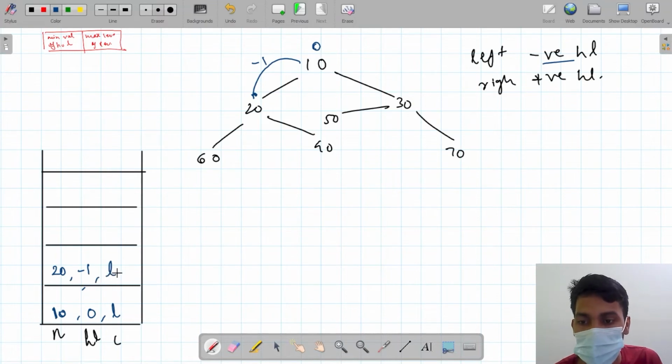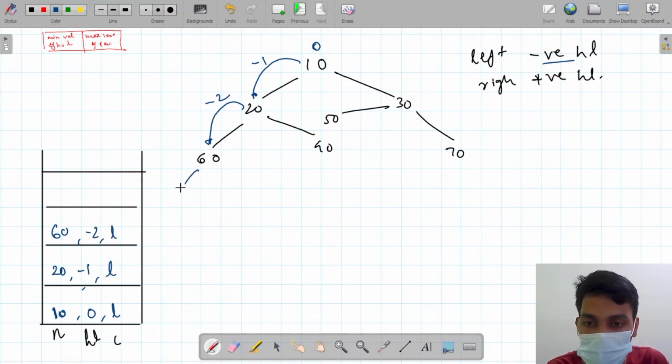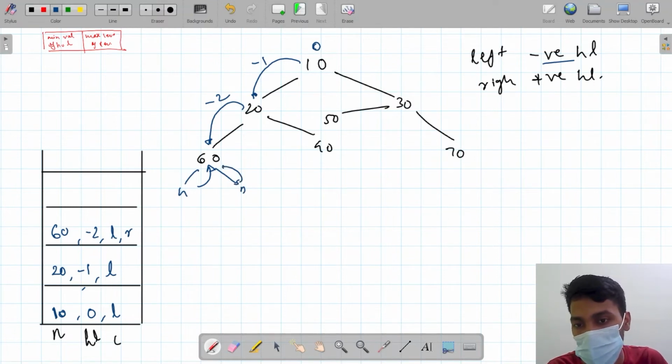Now this also made a call to its left child. The value will be reduced. So the call to 60 will be with what horizontal level? With -2 horizontal level. Now 60 made a call to its left child. It was none, so it returned. And the right child was also null, so it also returned. So both the calls for 60 are completed.